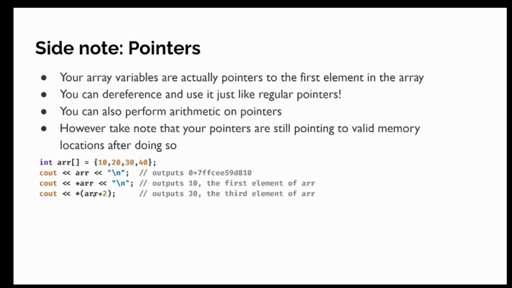And you can perform arithmetic on it. ARR plus 2 will point to the second index in ARR, which is 30. And if you dereference that, it'll output 30.